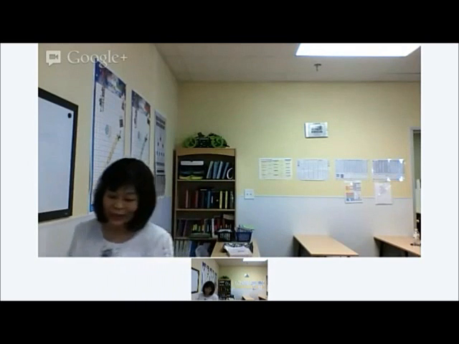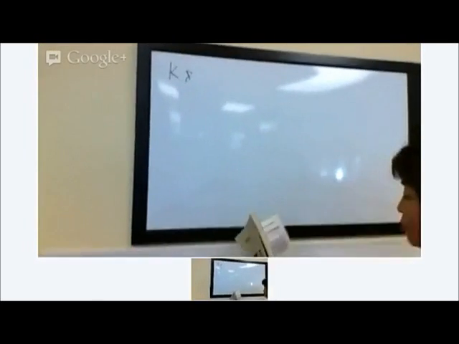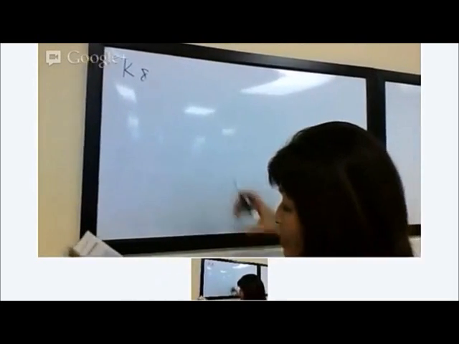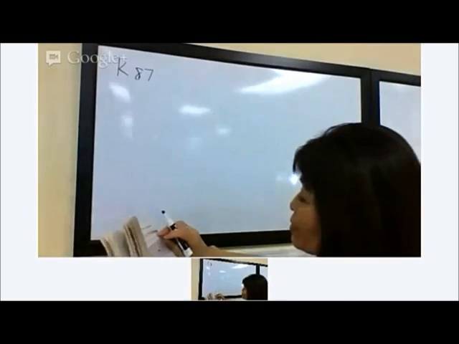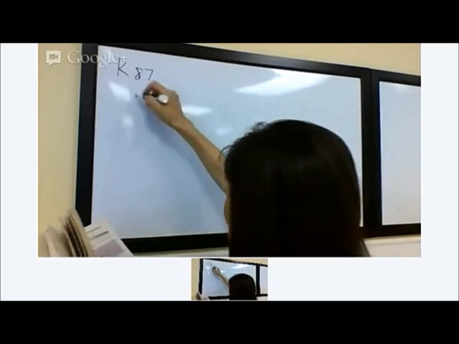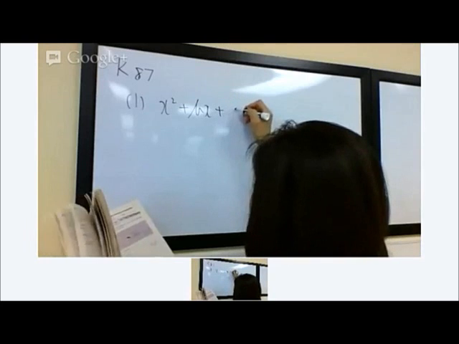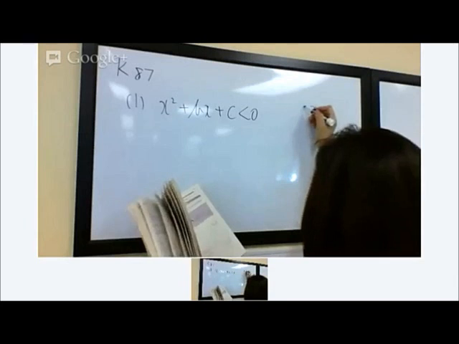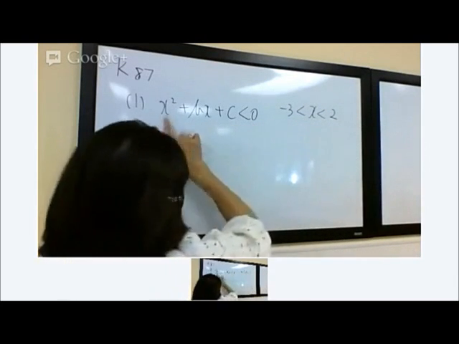Okay, now we apply this one, 87, the inequality concept. Use kind of the easy one, number one. I can use this example. Number one, x squared plus bx plus c less than 0. But the solution is this one: x is between -3 and 2. Then the coefficient of x squared is 1, right?